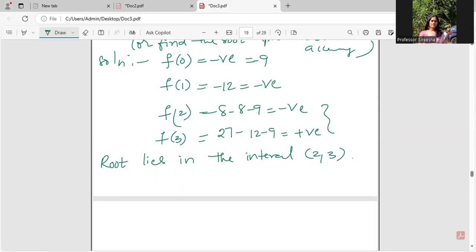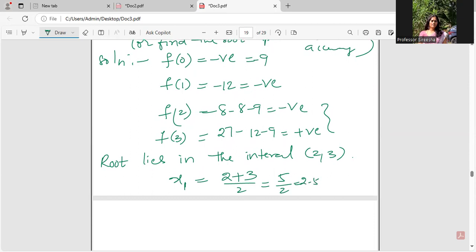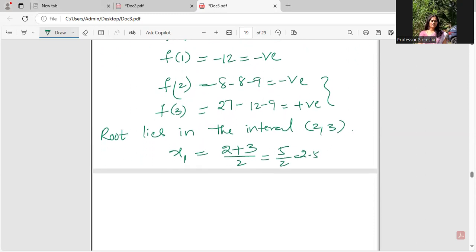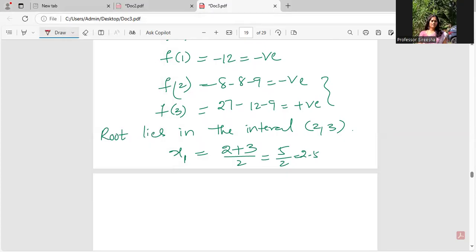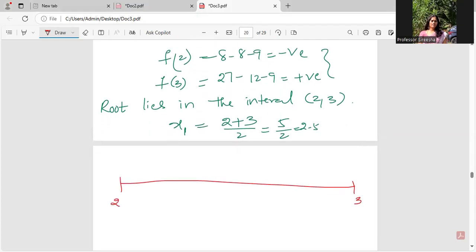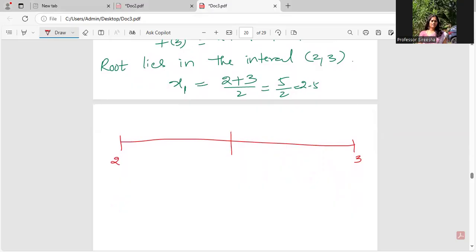So what do I do? Using the bisection method, the first approximation to the root would be 2 plus 3 by 2, which would be what? 5 by 2, which is 2.5. Always remember, whenever you are using the bisection method, make sure you follow this format. This is 3. I need 4 iterations now. So I have drawn the interval so long.